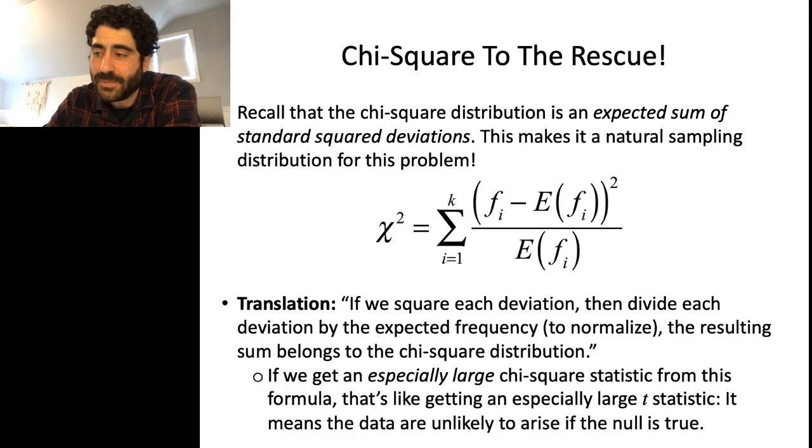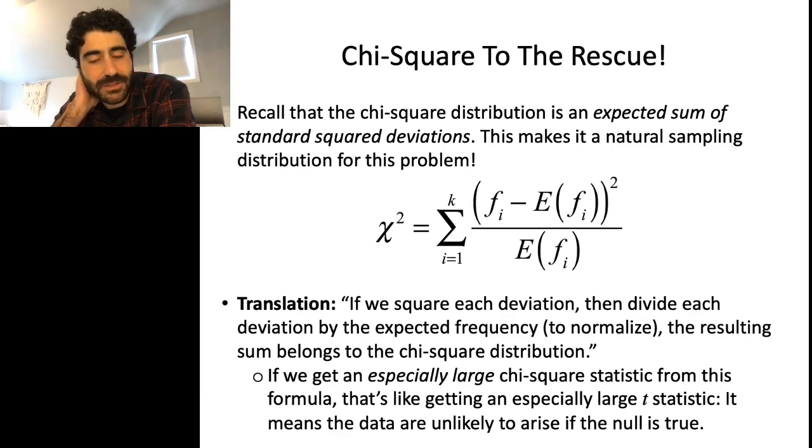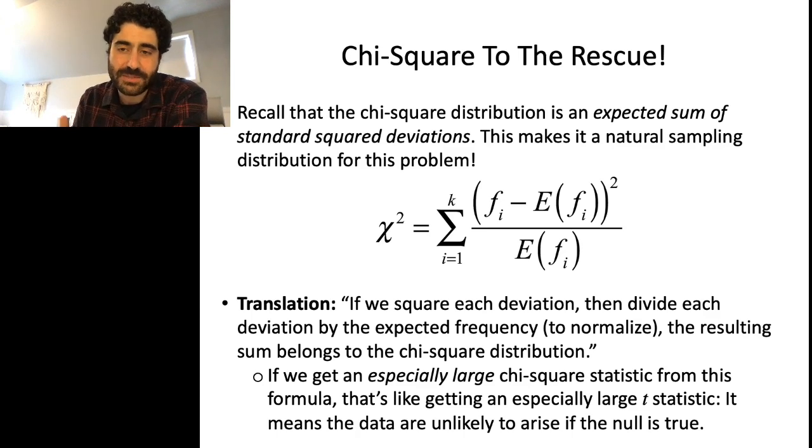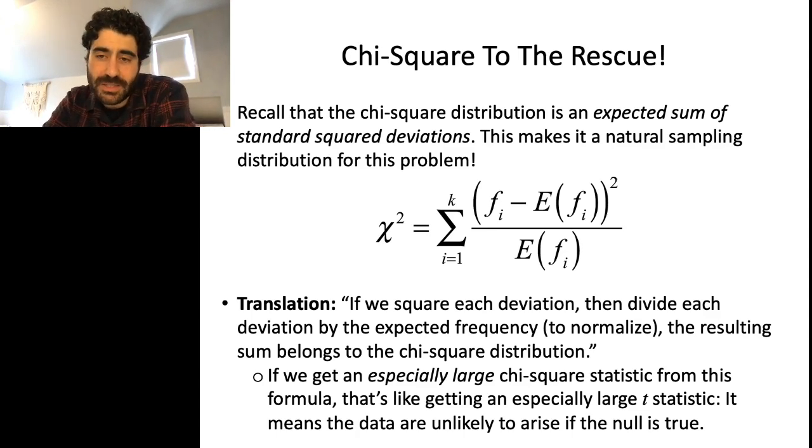And so again, just like we've been doing for all of these null hypothesis tests, we can measure this statistic in our data, ask how far from the expected counts we are, and then use the chi-square distribution to ask whether that's a surprising amount or not.